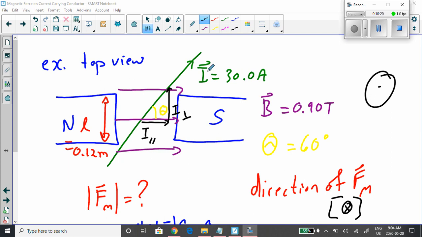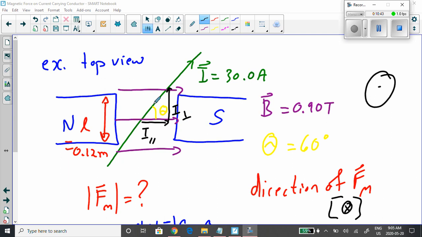That's quite a bit of current. You would not find 30 amps in a house. Well, maybe on an electric stove or an electric dryer. That's about the only place. Most wires in your house cap out at 15 amps. But for heavy duty equipment, you might have 30 amps.